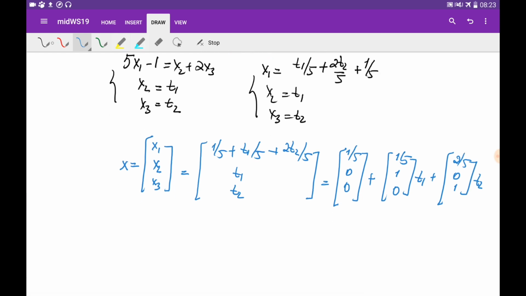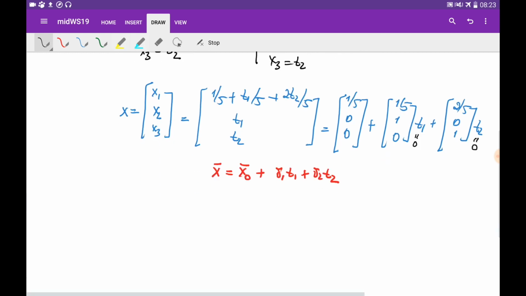So please note that this is the equation of a plane, where we could write this as x equal to x0 plus one vector multiplied by t1 plus another vector multiplied by t2. But unfortunately, this plane is not passing through the origin. Right? If you substitute t1 equal to 0 and t2 equal to 0, what you're going to obtain is (1 over 5, 0, 0). This is not the origin. So this plane is not passing through the origin, and that is why this is not a vector space, right?